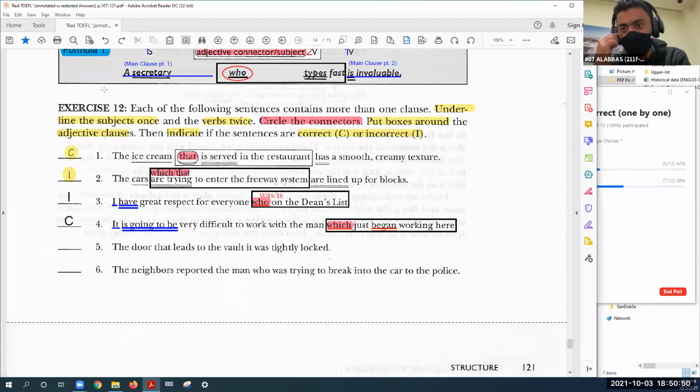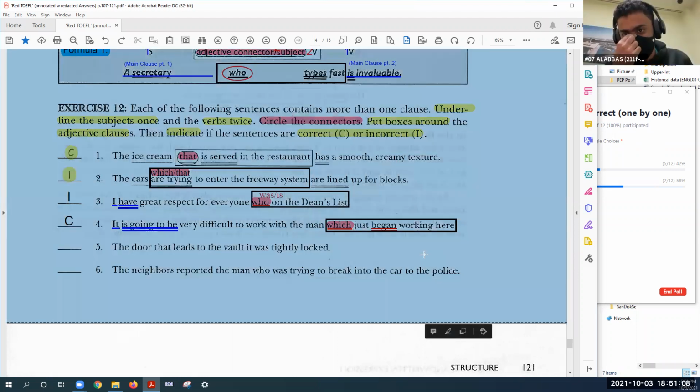Why is which not wrong? Sorry? I think it's a wrong connector, which. What does it describe? Same question. The man. Isn't it who just began working here?